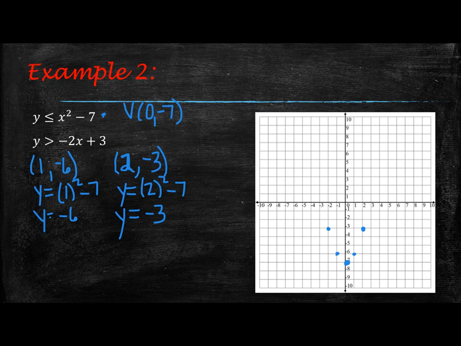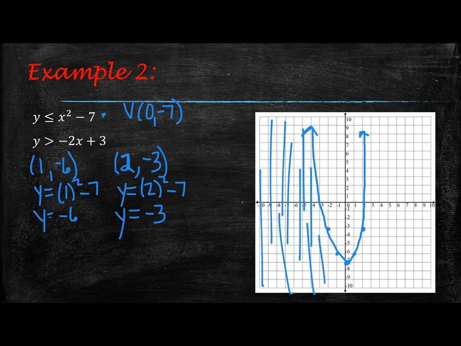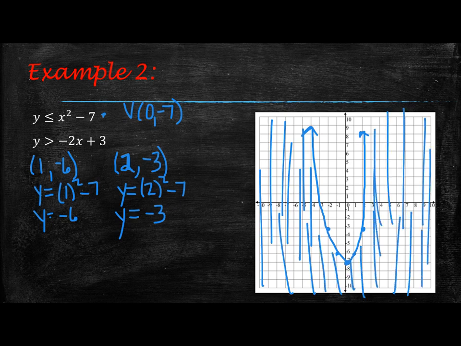Now, because it has a less than or equal to, this is going to be a solid line. And then we want to shade where it is less than. So if I put my pen on my quadratic and shade less than, that's going to be this side of it, all below that quadratic. Okay, let's go ahead and move on, and now let's graph the line.